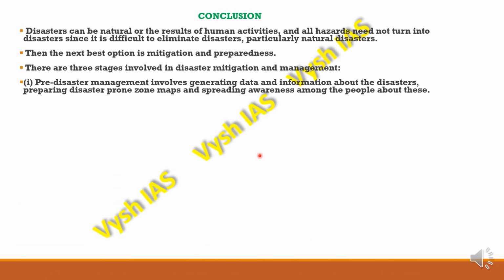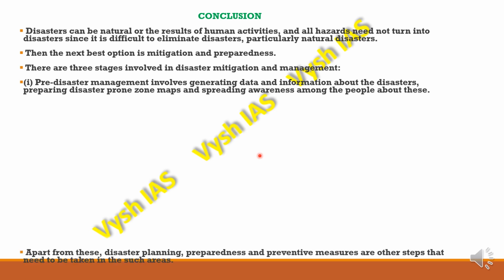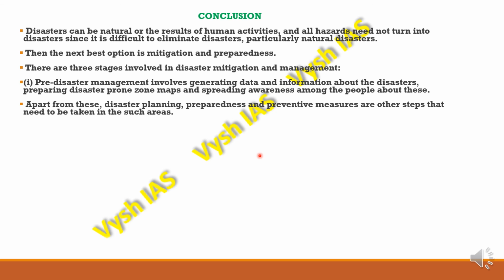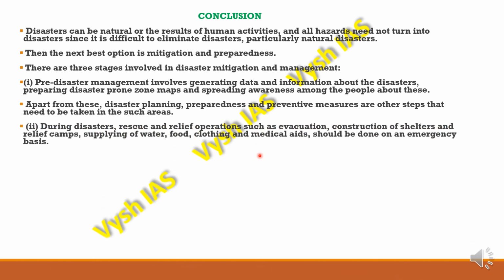That is pre-disaster management, which involves generating data and information about the disasters, preparing disaster-prone zone maps and spreading awareness among the people about these. Apart from this, disaster planning, preparedness, preventive measures and other steps have to be taken in such areas. Then during disasters, rescue and relief operations such as evacuation, construction of shelters and relief camps, and supplying of water, food, clothing and medical aid should all be done on an emergency, urgent basis.